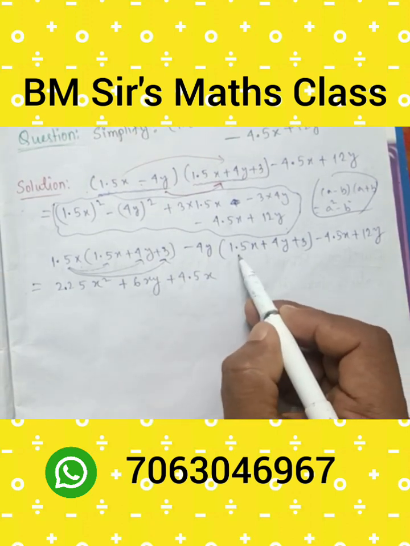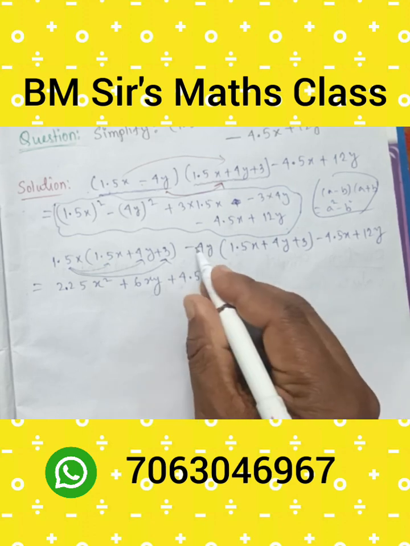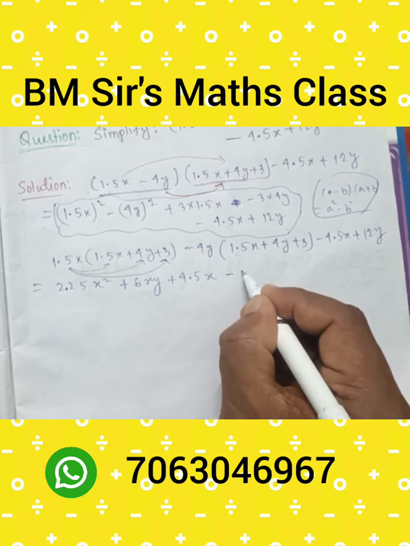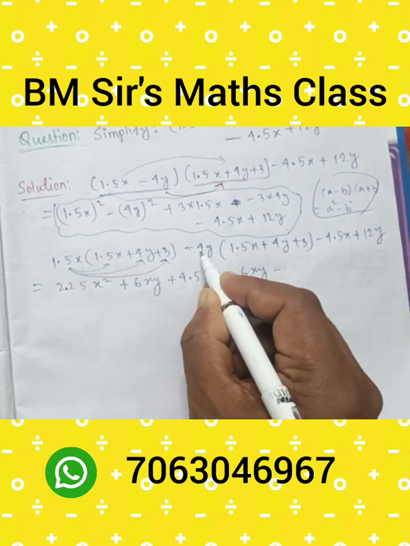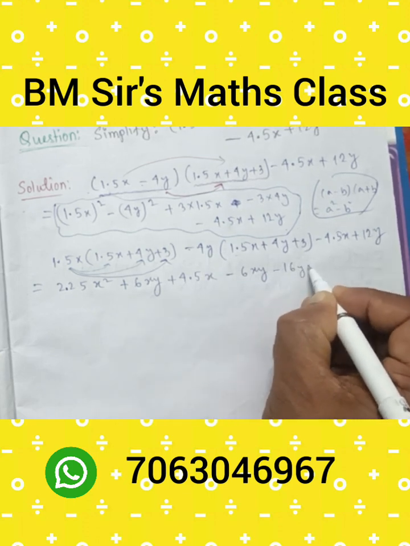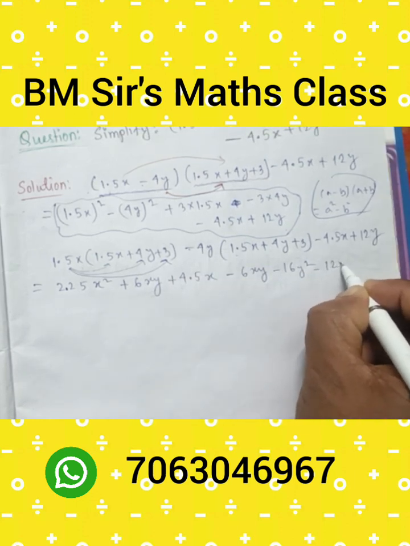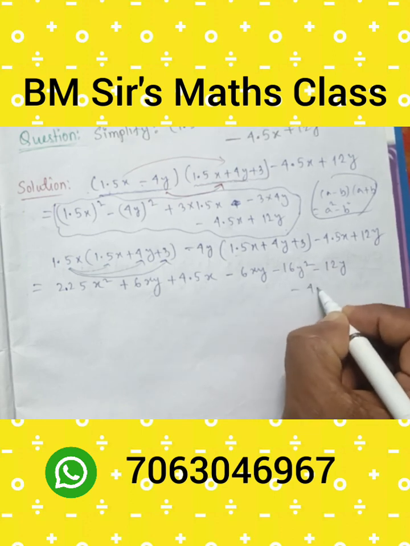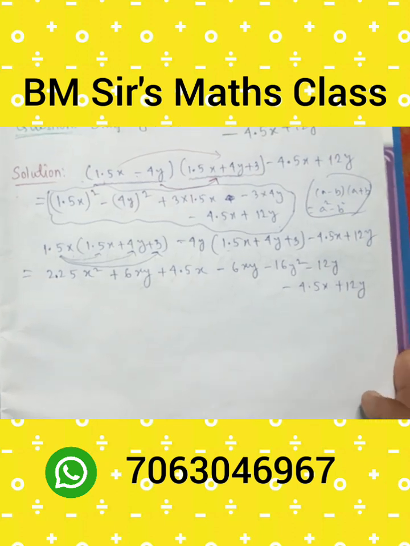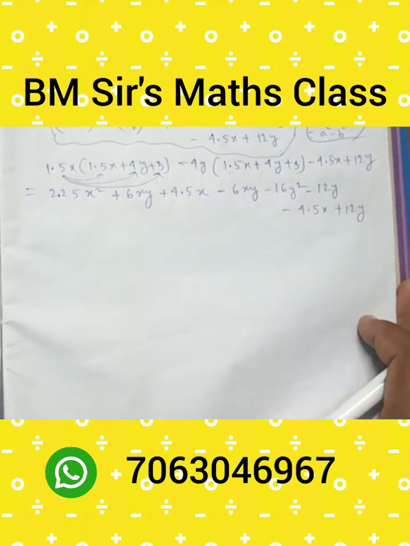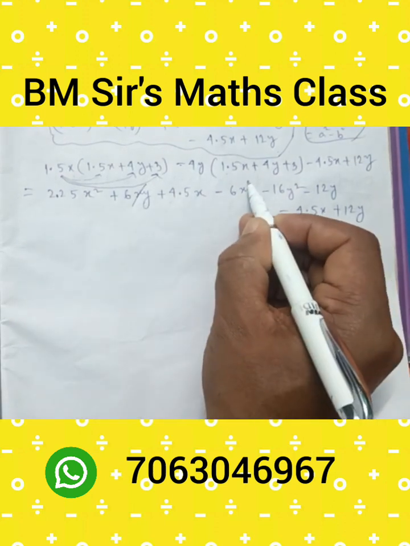Similarly, you multiply these three terms by −4y. You'll get 1.5 into 4, 6, and minus times plus is minus, then 6xy. Then minus times plus is minus, 4y into 4y, 16y square, and minus 4 into 3, 12, 12y. The last two terms are unchanged, −4.5x + 12y. Okay, so now see that plus 6xy and minus 6xy will vanish.